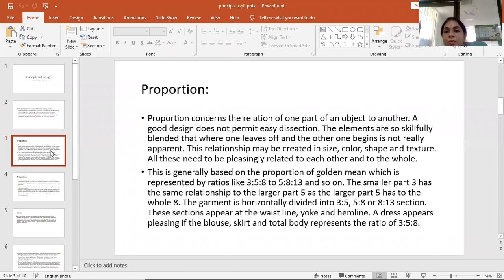This is generally based on the proportion of the golden mean, which is represented by ratios like 3, 5, 8, 5, 8, 13, and so on. The smaller part 3 has the same relationship to the larger part 5 as the larger part 5 has to the whole 8. The garment is horizontally divided into 3 to 5, 5 to 8, or 8 to 13 sections. These sections appear at the waistline, yoke and hemline. A dress appears pleasing if the blouse, skirt and total body represent the ratio of 3, 5 and 8.